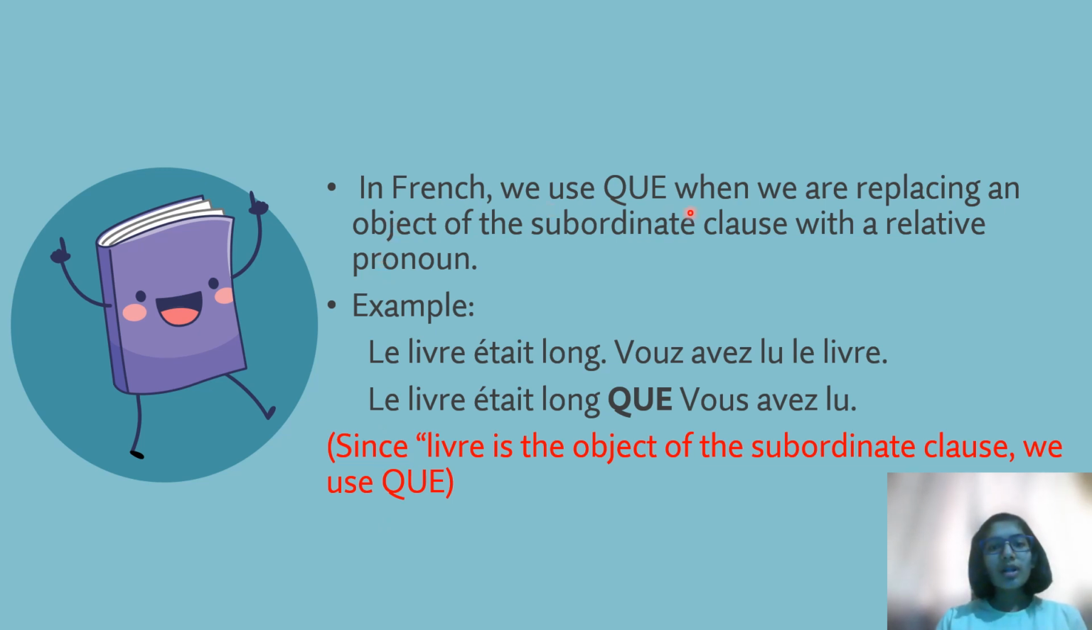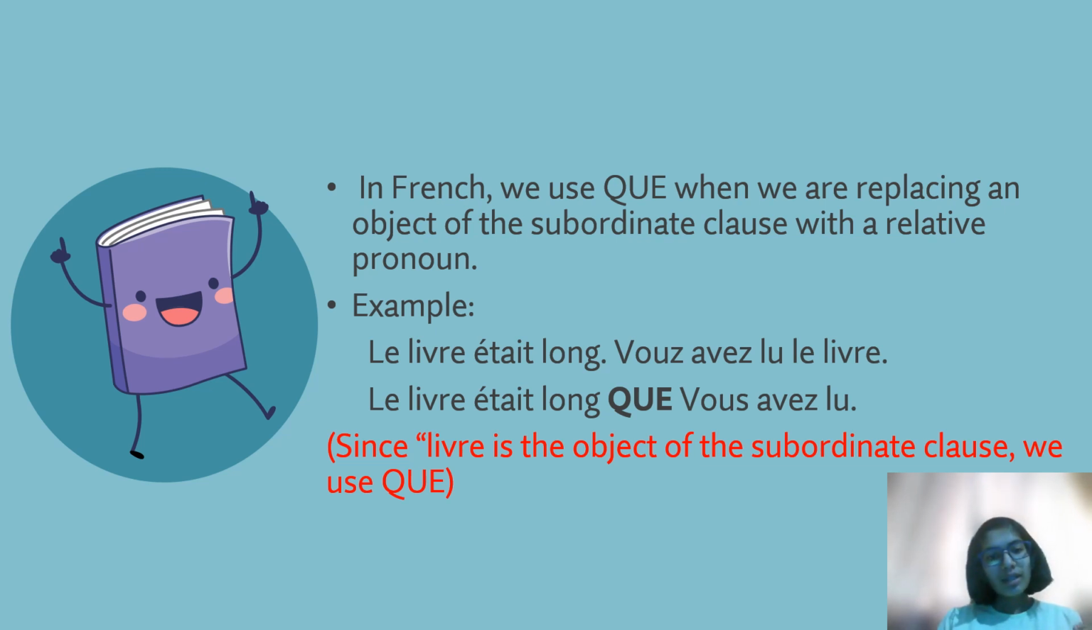In French, we use que when we are replacing an object of the subordinate clause with a relative pronoun. Now, don't get so much into the vocabulary I've used here. We'll understand this with the help of a very simple example. But what this theory part is saying is that in French, we use que when we have a subordinate clause. What is a subordinate clause? The subordinate clause is the clause which is dependent on the principal clause, the very first clause. The second clause, which is dependent on the first clause, is your subordinate clause.